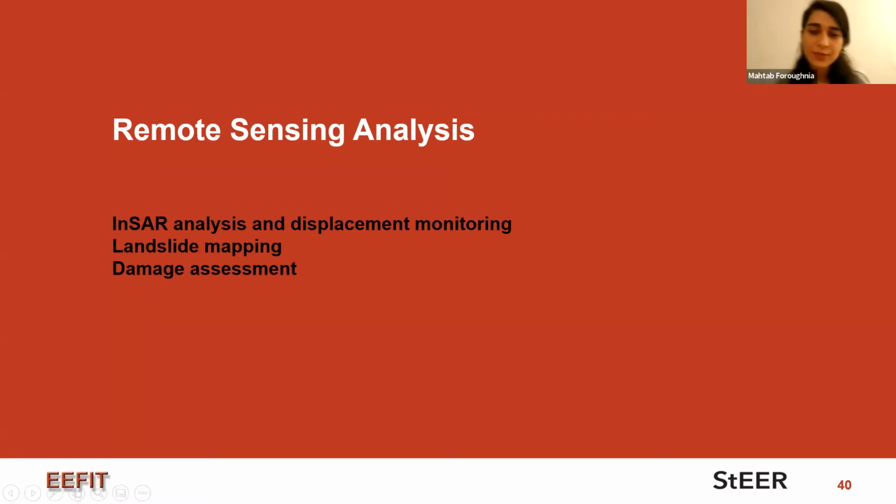Thank you. In this part, we are going to cover mapping of the displacement induced by the earthquake on larger scale using InSAR, and also mapping of the secondary hazards after the earthquake, like landslide, as well as damage assessment, all by using remote sensing data. Next.